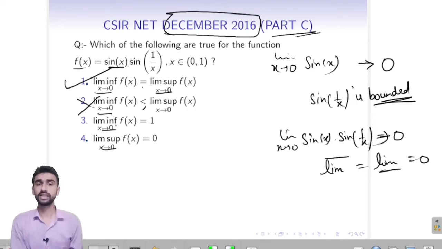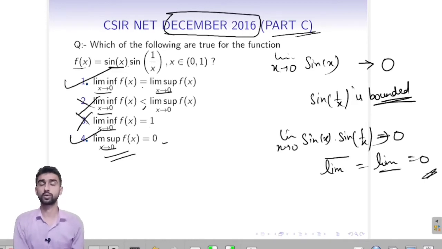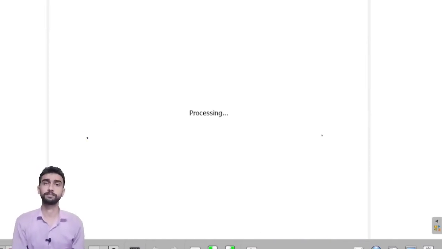Now the third says LimInf is equal to 1. No, it is equal to 0. So the third option is incorrect. The fourth option says LimSup is equal to 0, which is correct. So option 4 is correct. So option 1 and option 4 are correct here.